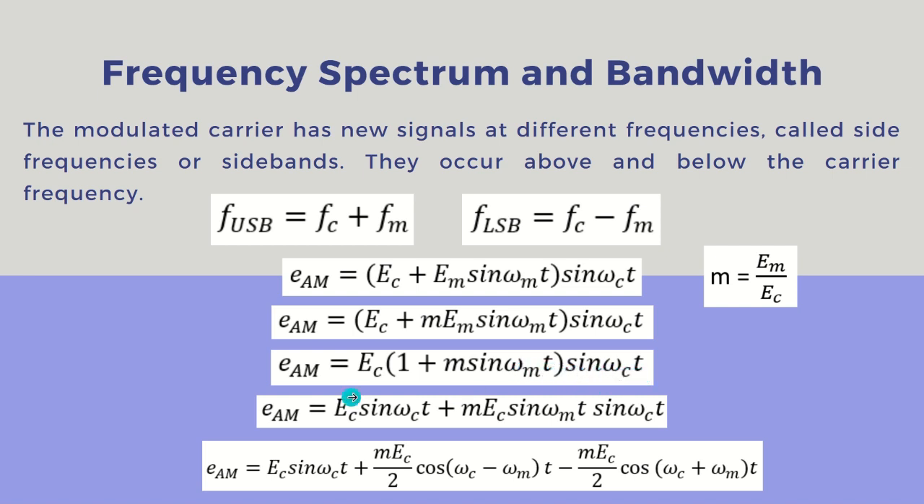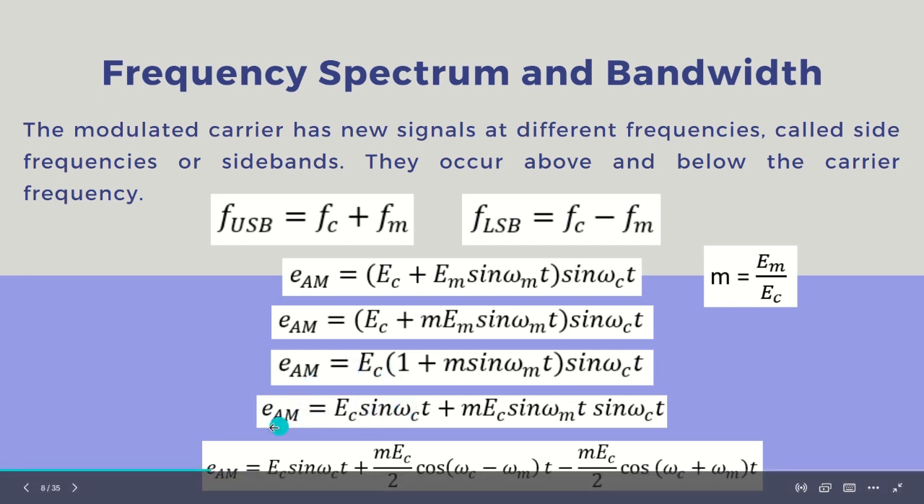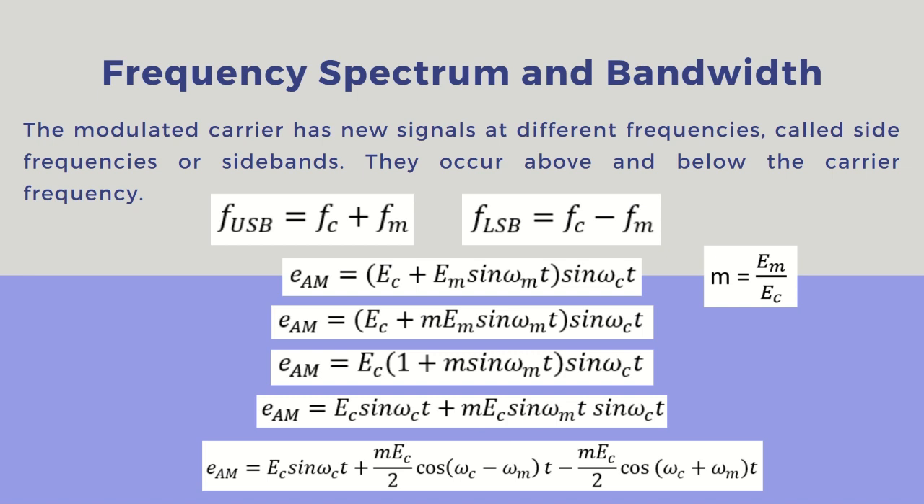So we can rearrange our equation and write it as EAM is equal to EC sin omega CT plus M into EC sin omega MT into sin omega CT. This particular equation is in the form of sin A sin B. So we all know that sin A sin B is equal to 1 by 2 cos of A minus B minus 1 by 2 cos of A plus B.